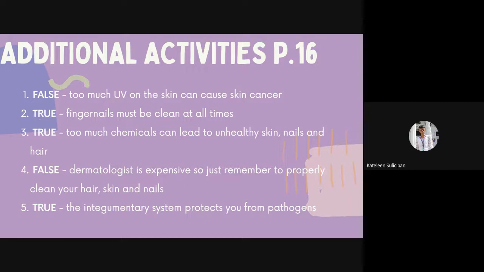And number 5, integumentary system is considered as one of the first lines of defense of our body against pathogens. True, this is true because the integumentary system protects you from the pathogens. Di ba sinabi ko yung integumentary system natin, it protects us from the environment, which includes pathogens, bacteria, germs, and everything na hindi natin nakikita na germs, ganon.